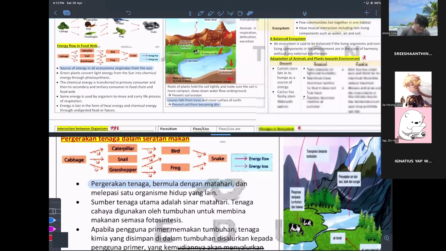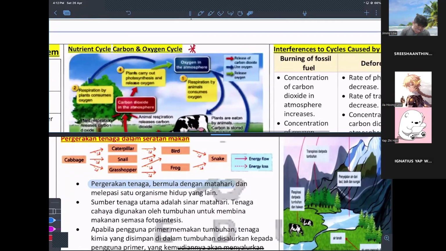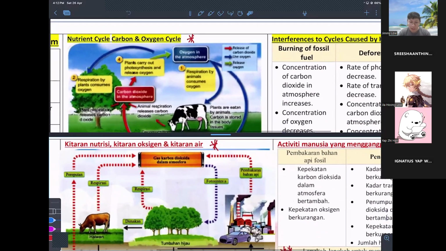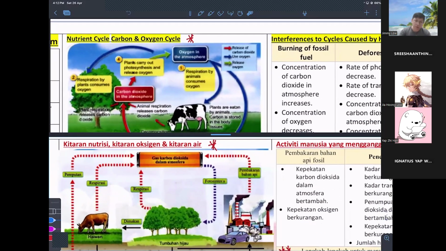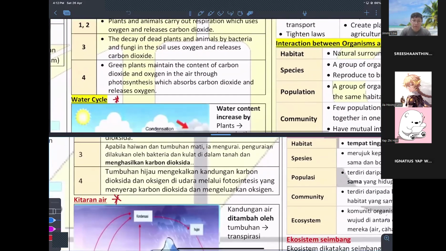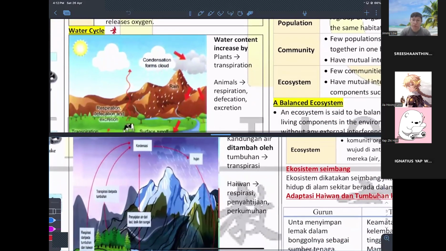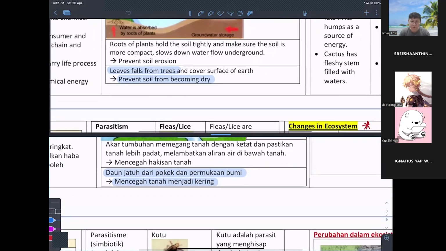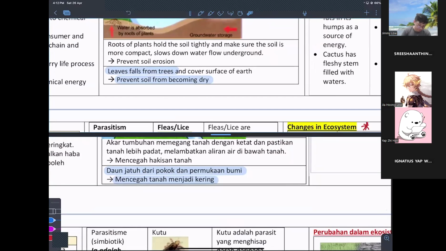All right. The next thing is the nutrient cycle, carbon cycle, oxygen cycle. You have to know these things. Just read through as well. This is common sense. Who will produce carbon dioxide? Who consumes carbon dioxide? Just read through. The water cycle as well, read through. And then yeah, this one is worth being highlighted. You have to know why the leaves fall from the tree. You have to say a leaf falls from the tree to prevent the soil from becoming dry. Just tell yourself something like this.